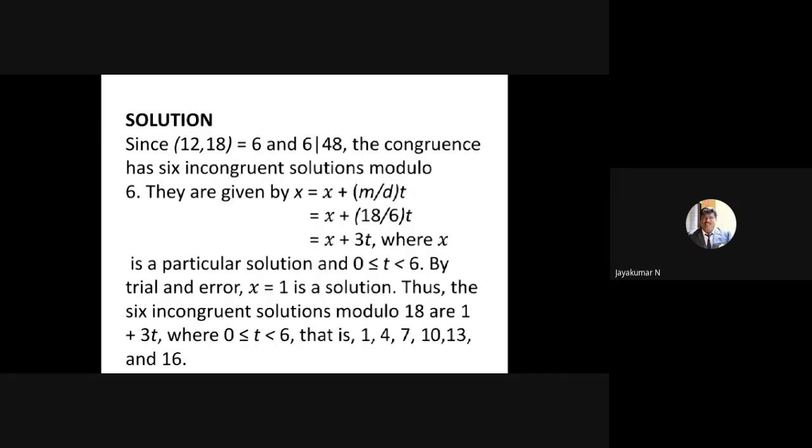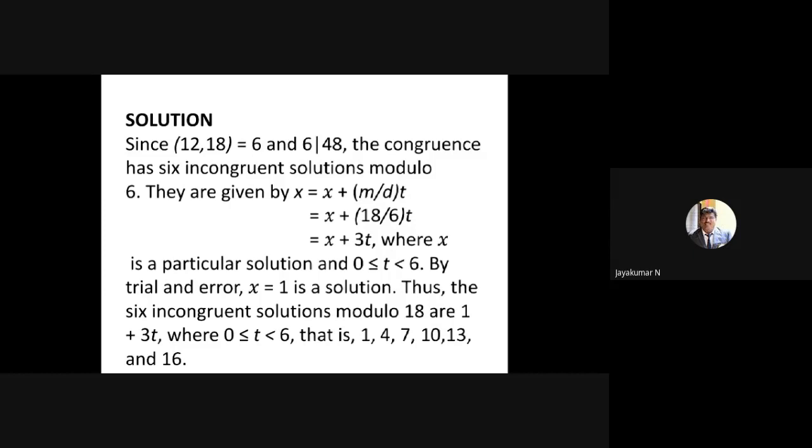I'm going to write x equal to x naught plus m by d into t. So x naught as it is, plus m value 18 divided by d value 6, into t. So you can get x is equal to x naught plus 3t, where x naught is a particular solution and the value of t lies between 0 and 6. Actually 0 less than or equal to t less than d. Here the d value is 6.